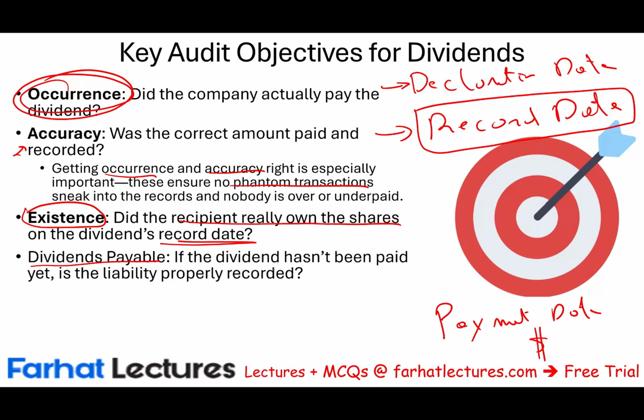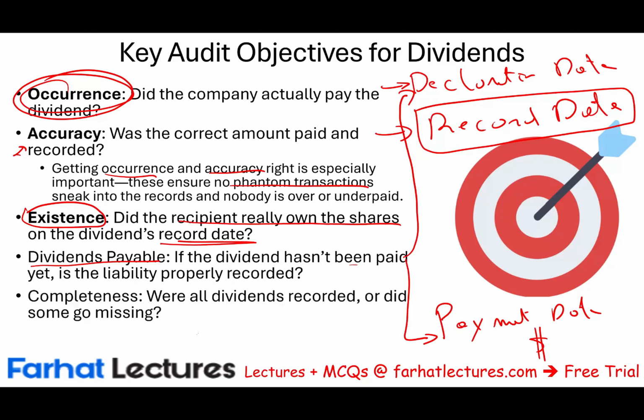Now, dividend payable, if the dividend hasn't been paid, is the liability properly recorded? And when do we record the dividend payable? At the declaration date. And when do we remove it? At the payment date. So real quick, the journal entries are as follows. When you declare the dividend, you debit retained earnings, you credit dividend payable, this account. Then you have the record date where you determine who you are going to be paying. Then on the payment date, you debit dividend payable and you credit cash. So those are the entries that are involved. 3 dates and 2 entries, because on the record date there's no entry. You just confirm that this individual actually exists.